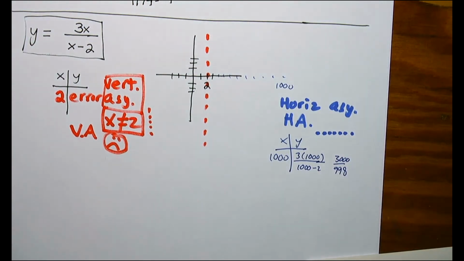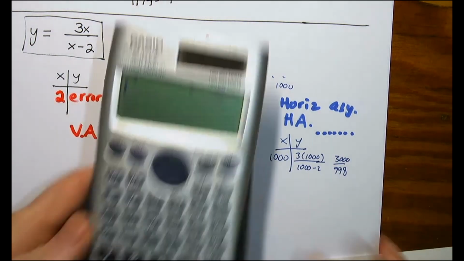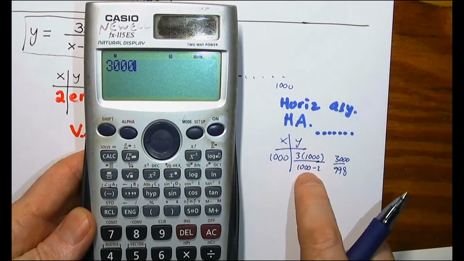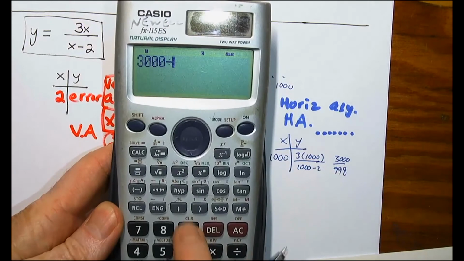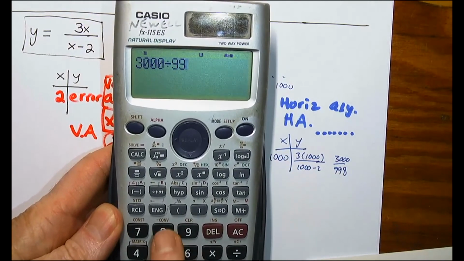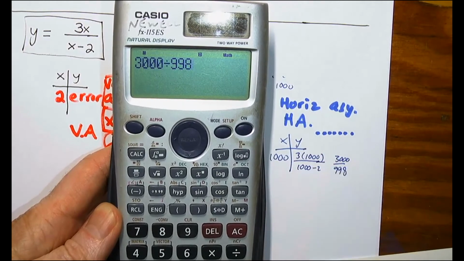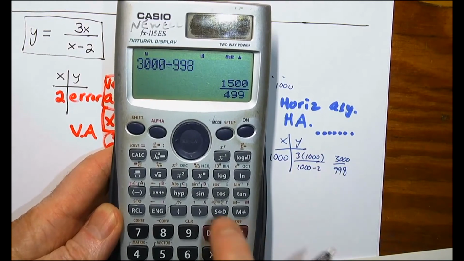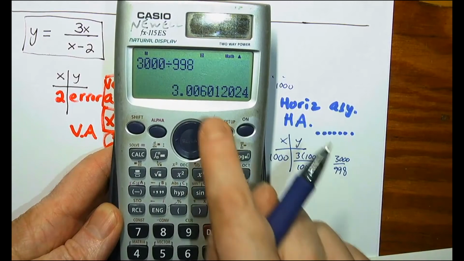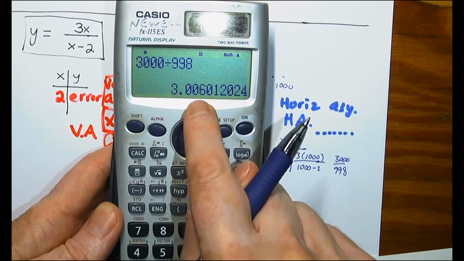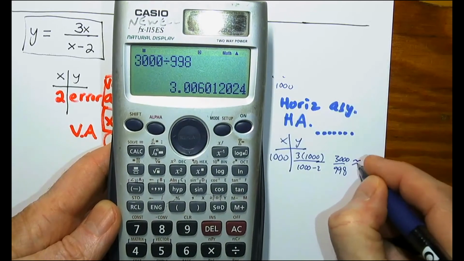If you got a good calculator, you can punch it in all at once. 3,000 over 998. If you put it all in at once, you're gonna have to use parentheses. You gotta know how to work your calculator. And I get, okay, let me make a decimal. What's it close to? It's close to 3, isn't it? Yeah, it's close to 3.